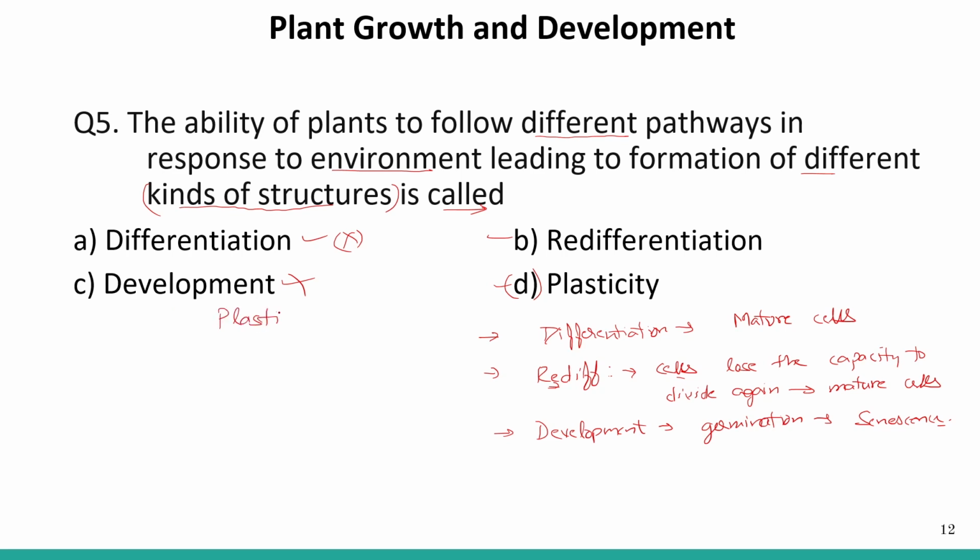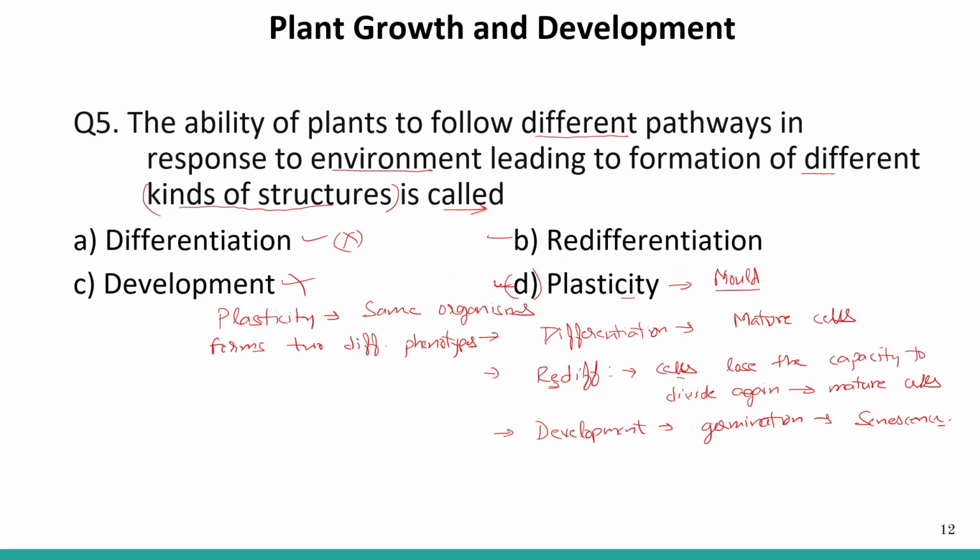Now, plasticity means when the same organism forms two different structures, or shows two different phenotypes. This is known as plasticity, or simply you can say ability to mold. Now, plasticity again can be of two types, environmental and developmental.